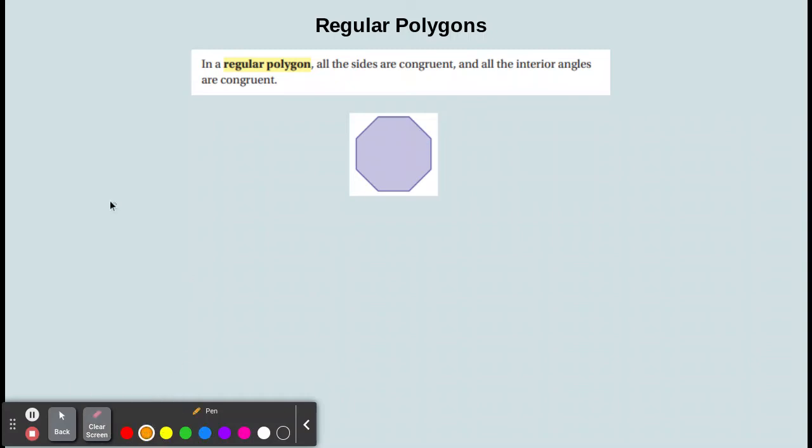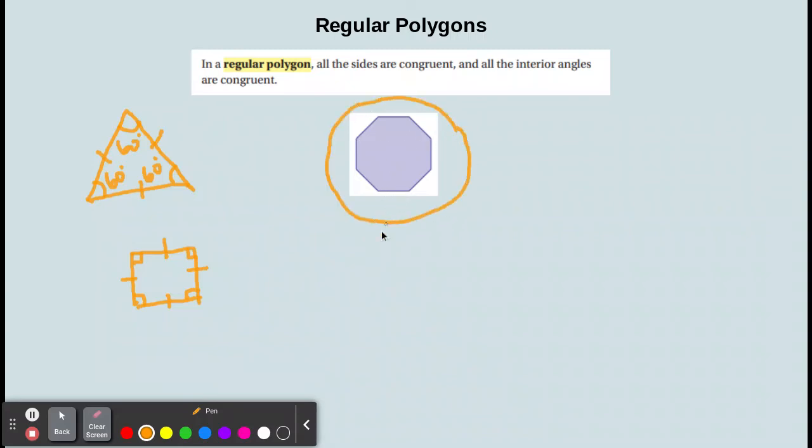An example of a regular polygon would be an equilateral triangle because all three sides are the same length and each interior angle is 60 degrees. A square is a regular polygon because all four sides are the same and each interior angle is 90 degrees. Okay, then you have an octagon that has 8 sides, like this one. 1, 2, 3. Yep, this is an octagon. This has 8 congruent sides, 8 congruent interior angles.